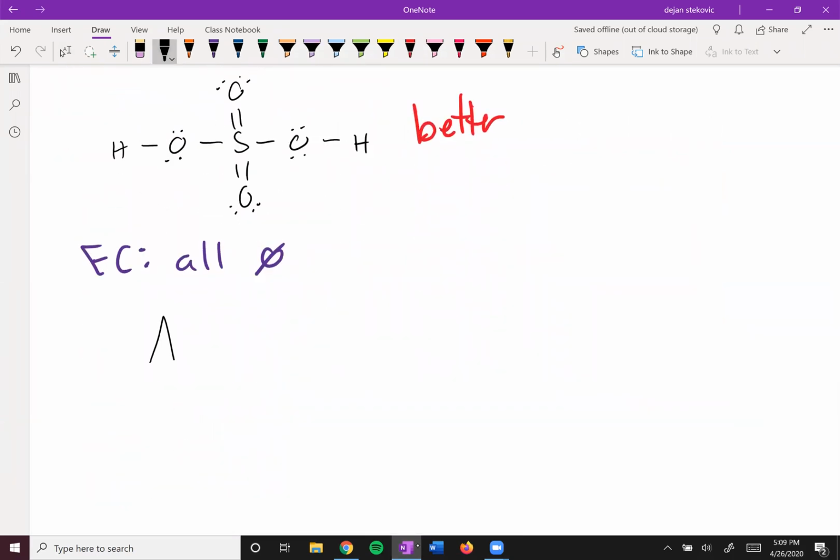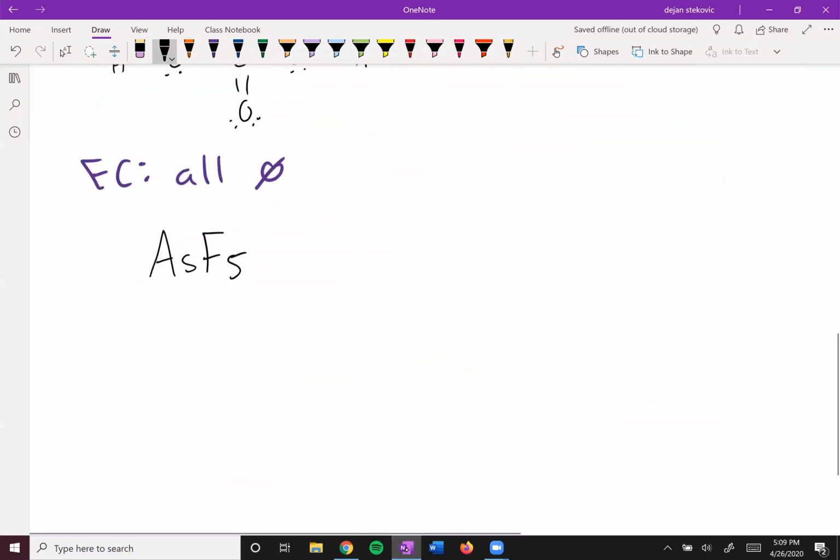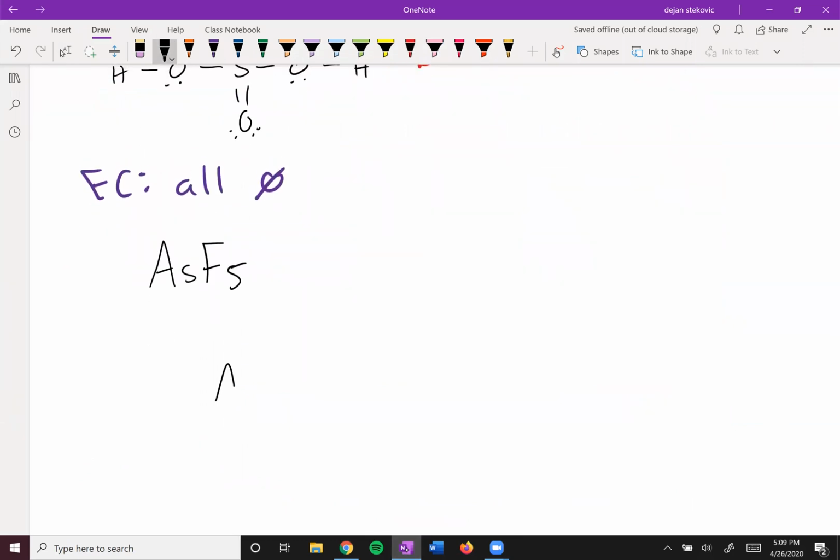Just some more examples, AsF5, arsenic pentafluoride, right? You can see arsenic has 5 valence electrons, so it could lose all 5 of them to still have a filled octet. And so it's allowed to break the octet rule. So the correct Lewis structure for this one is like so.